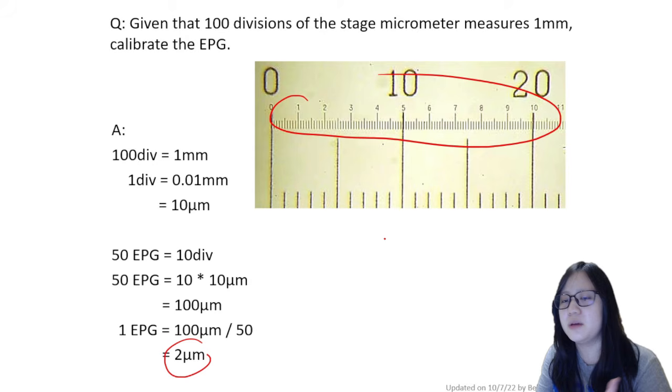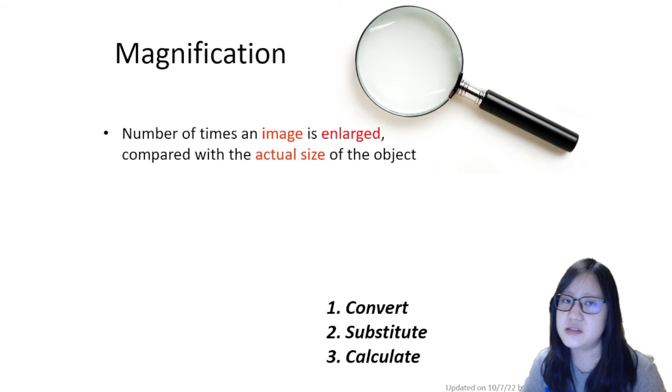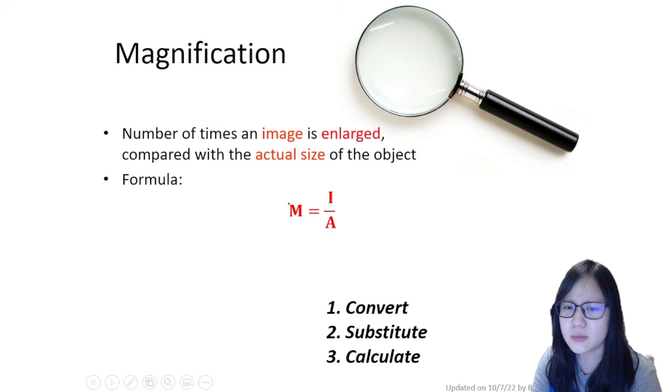Now in magnification, here's the compulsory definition that I have to give you. Please memorize this. Sometimes it comes out. Magnification is the number of times an image is enlarged compared to actual size. So obviously the formula would be image over actual. So how many times the image is enlarged compared with the actual size of the object. My students usually memorize this as MIA, which is missing in action. Remembering that is I over A.